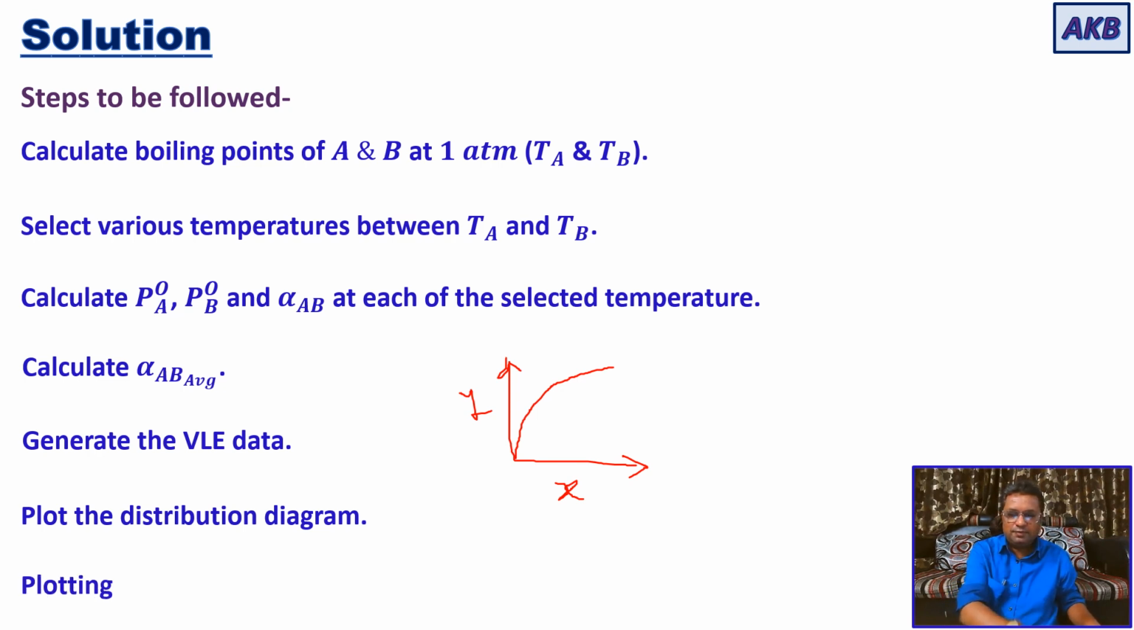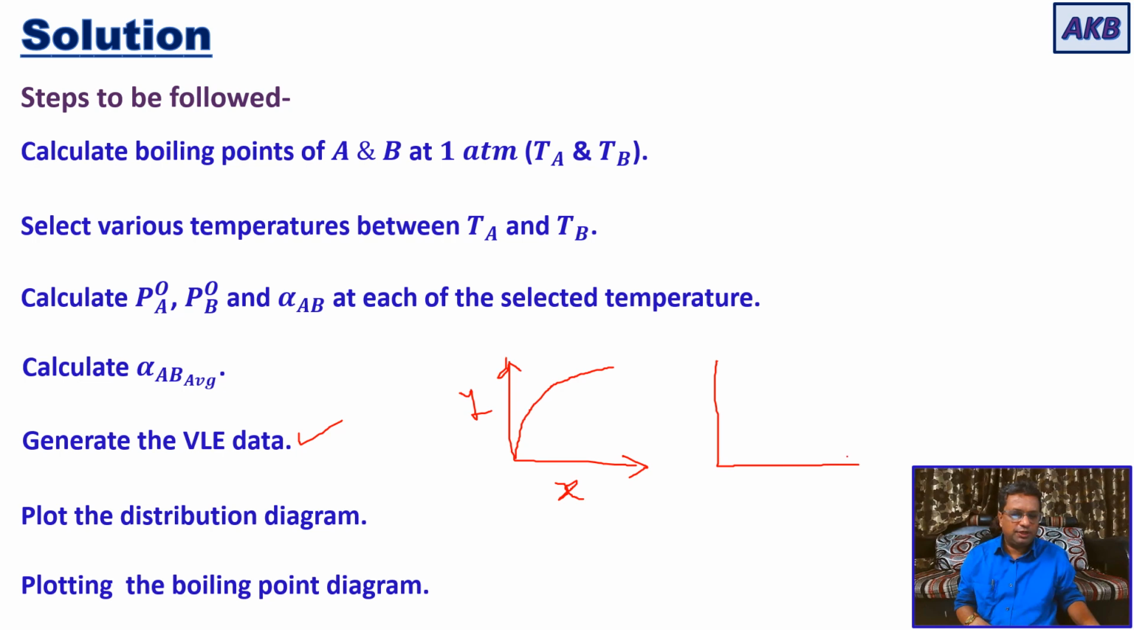Okay. Then we are also going to plot the boiling point diagram. What is the boiling point diagram? So in step number 2, we will be selecting various temperatures between the boiling points. In this step we are going to generate VLE data, that is XY data. That data will be plotted in this way to get the boiling point diagram.